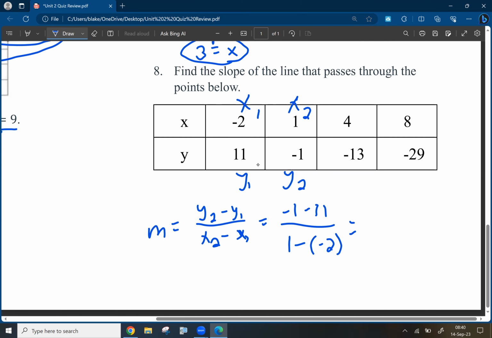So -1 minus 11 is -12. And then this would be like 1 plus 2, right? So 1 plus 2 is 3. So -12 divided by 3 is -4. So my slope is -4.